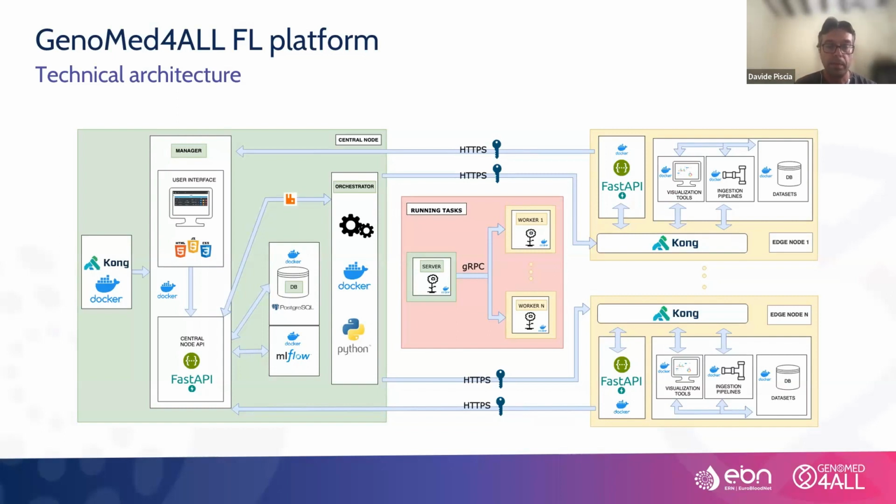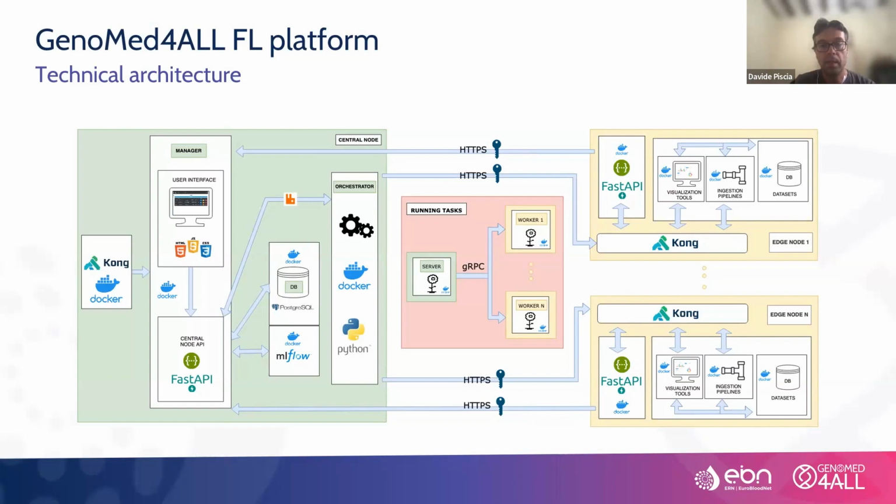So on this diagram, we tried to put all the modules that I explained before. You see Docker is the virtualizer. Then you see the central box, which is the red orange, is describing how the training is done, the model training. So you see the communication is via gRPC.